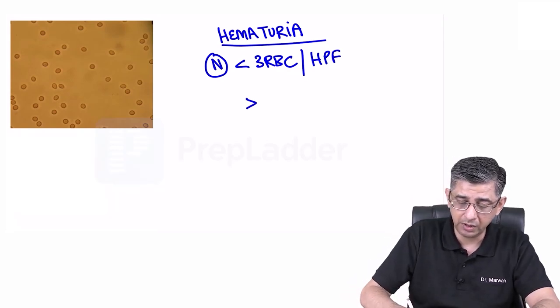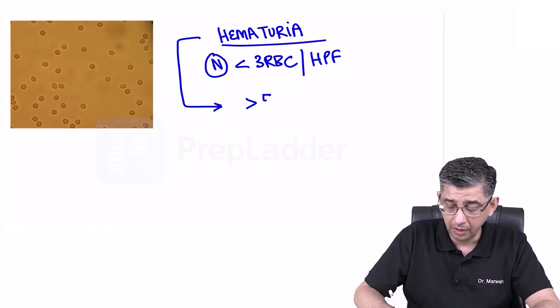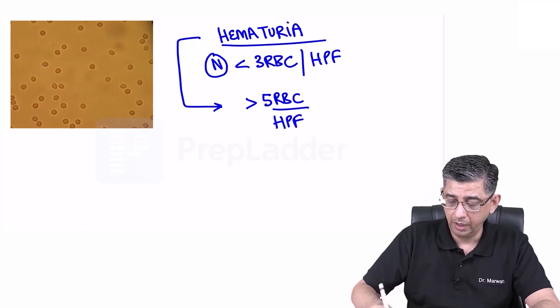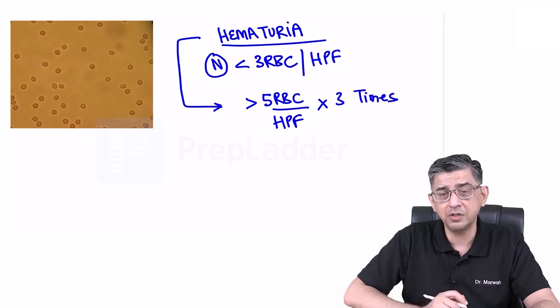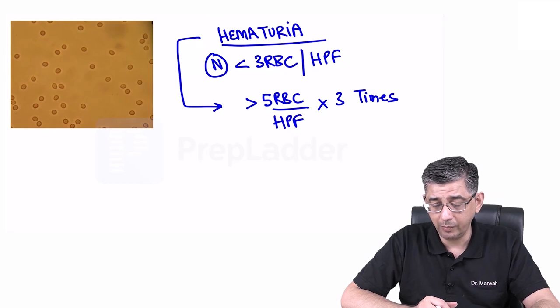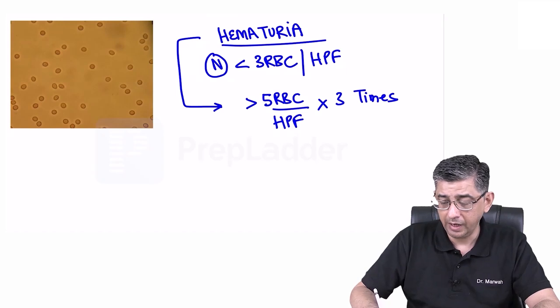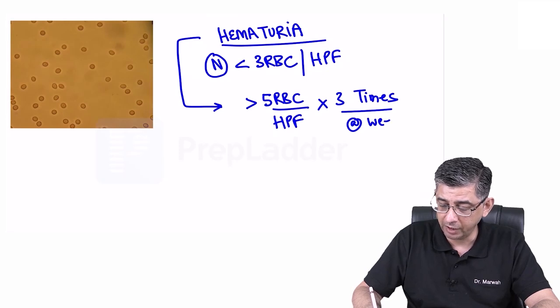However, he has asked what is the definition of the word hematuria. You will say if you are able to document more than 5 RBCs per high power field, not once, at least 3 times, I mean that's the technical definition. If you are able to demonstrate at least 3 times that the magnitude of RBCs is more than 5 RBCs per high power field, and this should not be like Monday, Tuesday, Wednesday, it should be at weekly intervals.